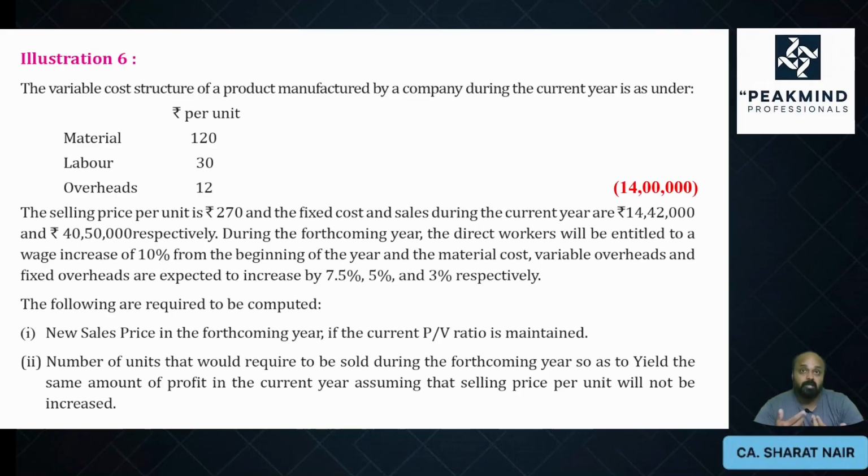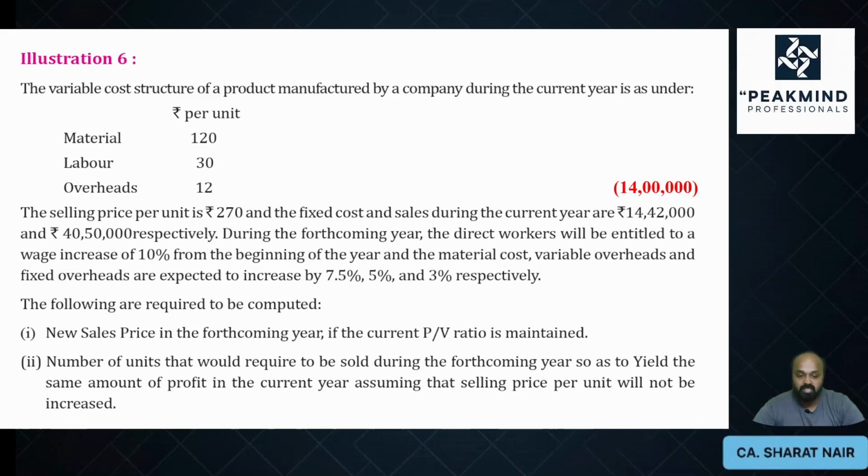Now, in the coming year, what they are saying is the direct wages will increase by 10% and direct material cost will increase by 7.5%, whereas variable overhead will increase by 5% and your fixed overhead is expected to increase by 3%. From the given information, we are to find out what will be the revised selling price if the current PV ratio is required to be maintained.